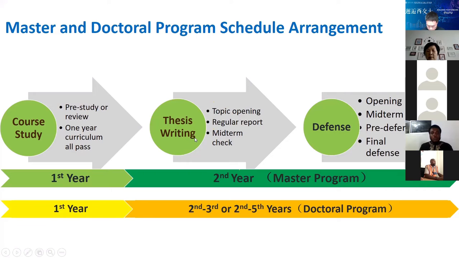For the thesis writing, basically we have topic opening, regular reports, and a midterm check for all the students. We sit together to present one by one, and the faculty will give you some comments and suggestions to promote your research. Okay, this is about the thesis writing. And finally, the defense. In the very beginning of the thesis writing, we have an opening presentation. After about 3 months, we will have a midterm check. And every year in March, we will have the pre-defense. And finally, in May or June, we will have the final defense for graduation. Okay, so these are the basic schedule arrangements for the degree study.